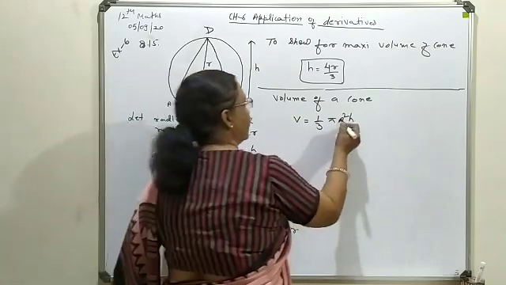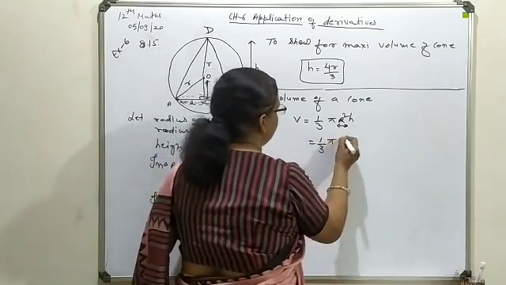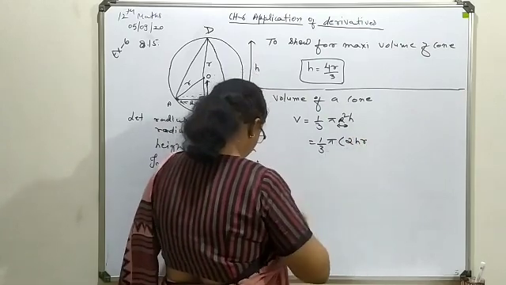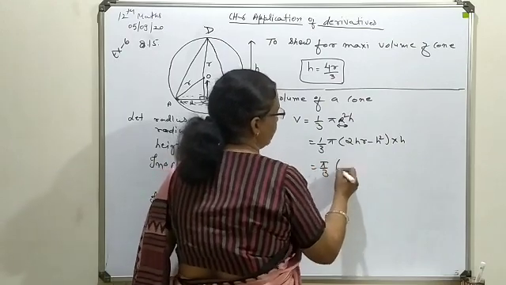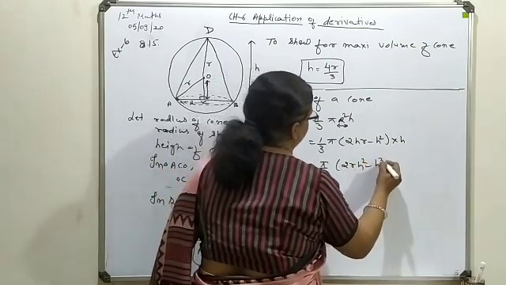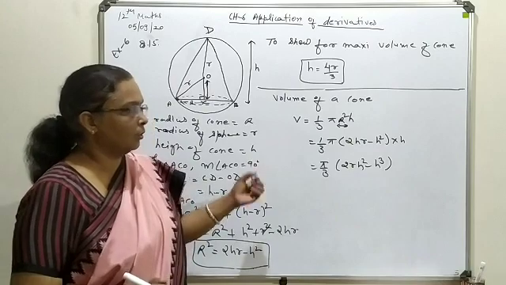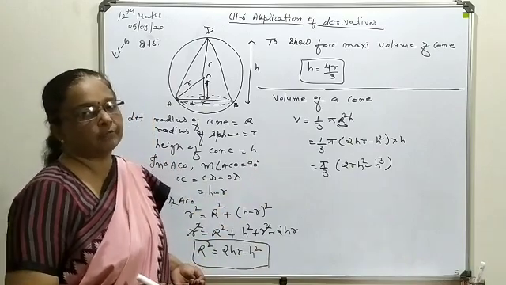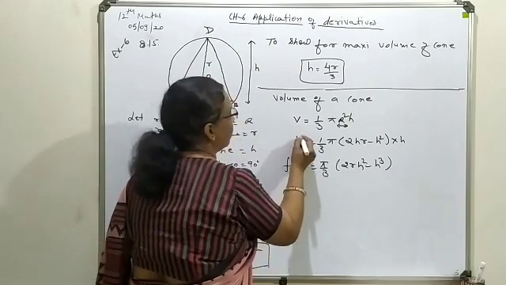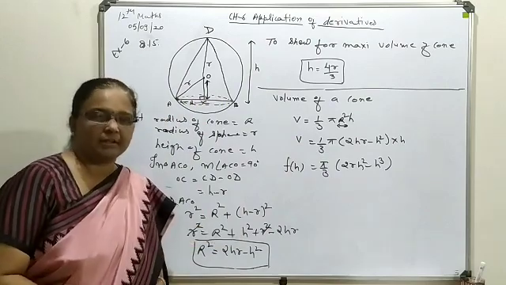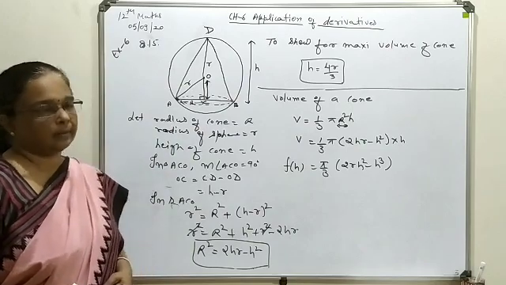So here we will replace this R square by the previous relation. So this will be 1 upon 3 pi, (2HR minus H square) into H. Multiply by H: 2RH square minus H cube. As R is a constant quantity and H is a variable, you can say this whole expression is a function of H. So in place of V we can express this as f of H for more convenience. Now this is available for the first derivative. You will talk about maxima and minima and then establish the relation between R and H.